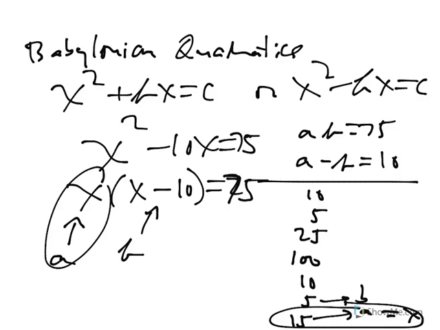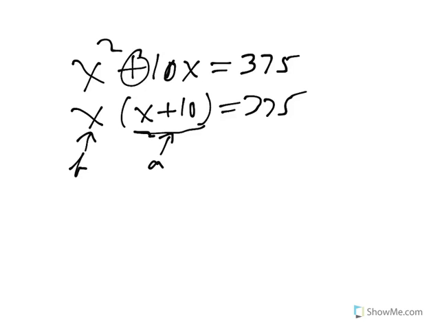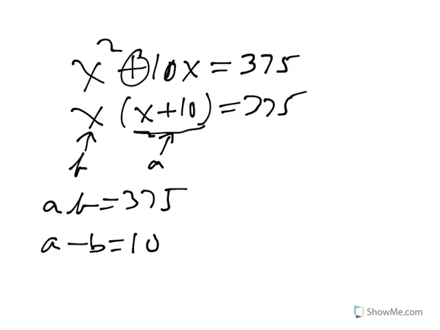Now, had the question instead said x squared plus 10x equals 375, this plus here doesn't actually change very much about this question. One change is that this is bigger now, so that's going to be A, and that's going to be B. But the equation is still AB equals 375, and it's still A minus B equals 10. It's not A plus B. A is 10 bigger than B in both cases.